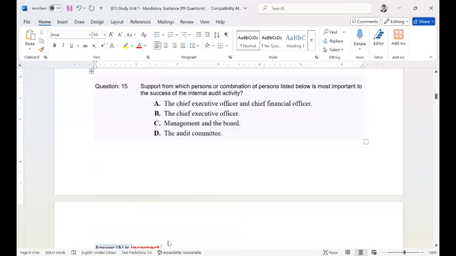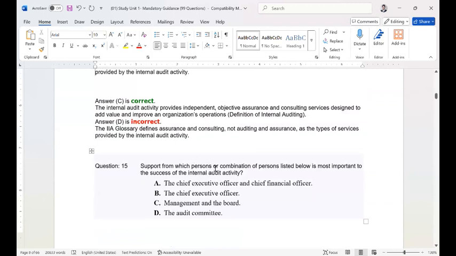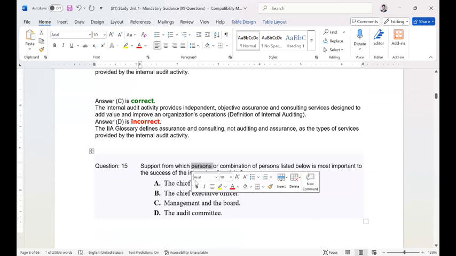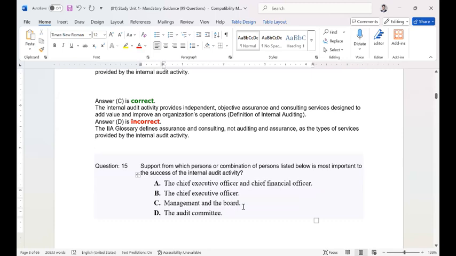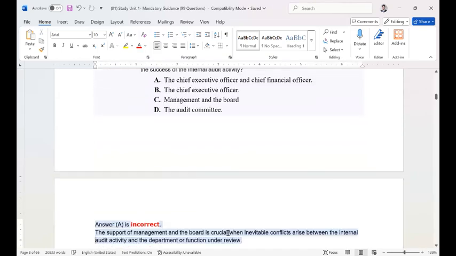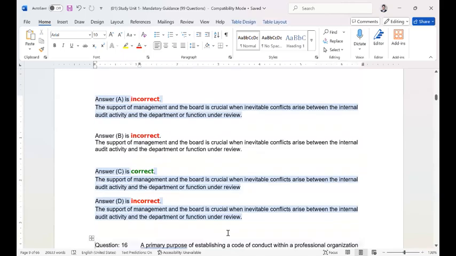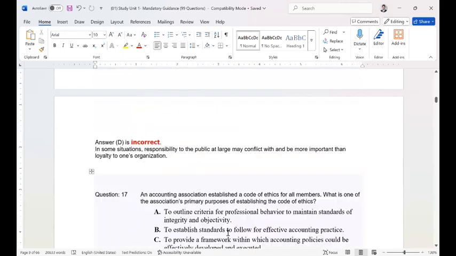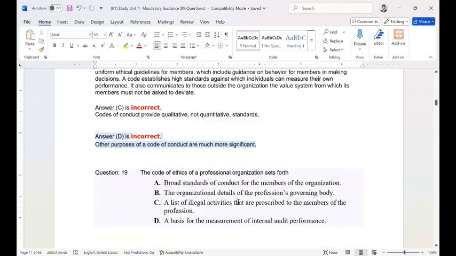But in the question, it looks like you have to select one. Oh, sorry, it says persons. Can you see persons? Sometimes you might think audit committee, yes. So the audit committee can be here. Audit committee can be there. The audit committee and board can be used alternatively. Yeah. So use your head and answer. Right. Now we move to the code of ethics.